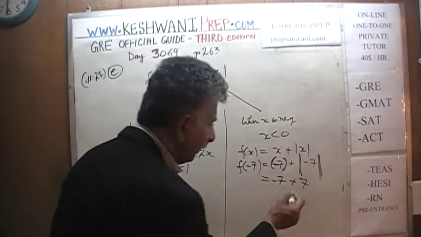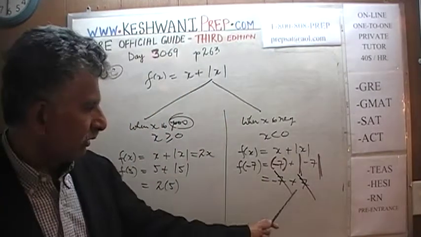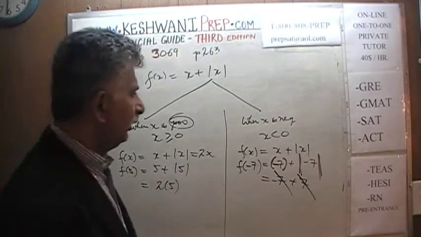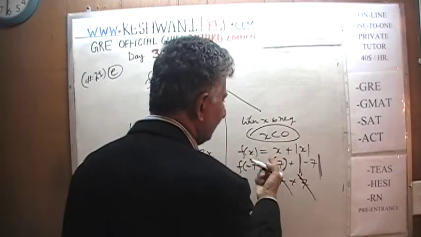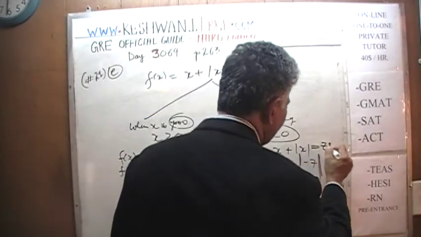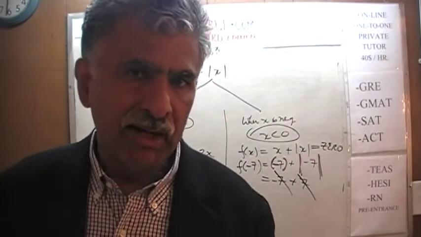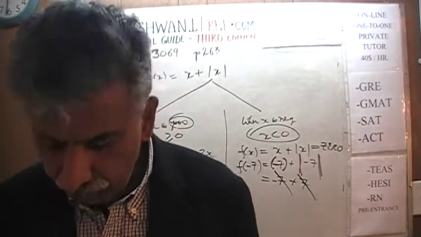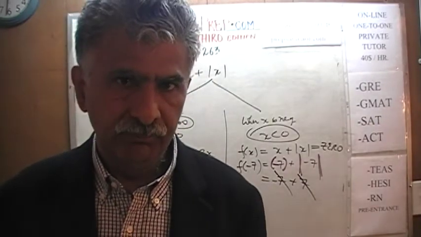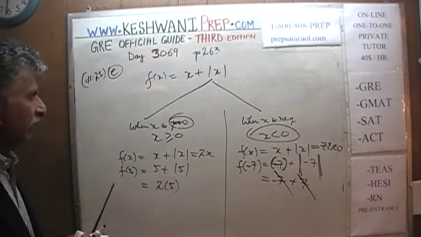What happens? They kill each other. Negative 7 and positive 7, they kill each other. Turns out that when x is less than 0, the value of the function is just 0. For all negative values of x, y equals 0. Let's plot it, shall we? Let's see what it looks like.